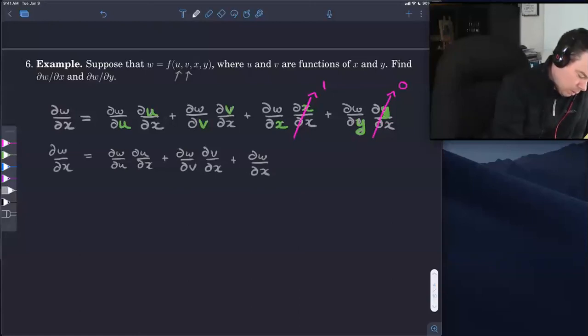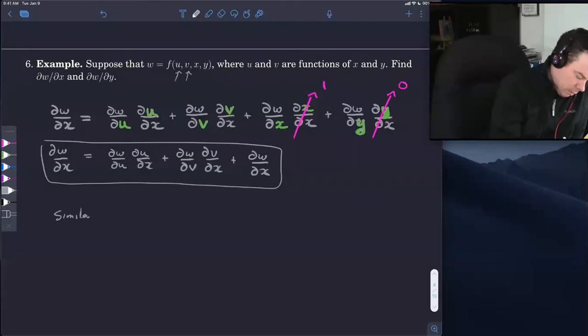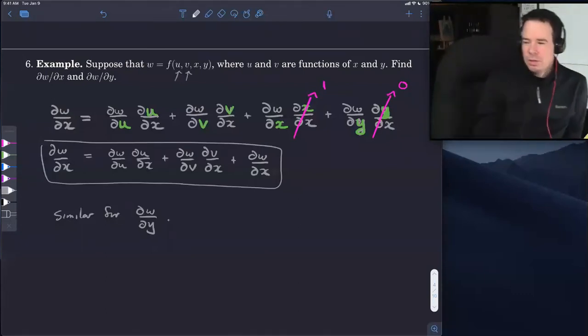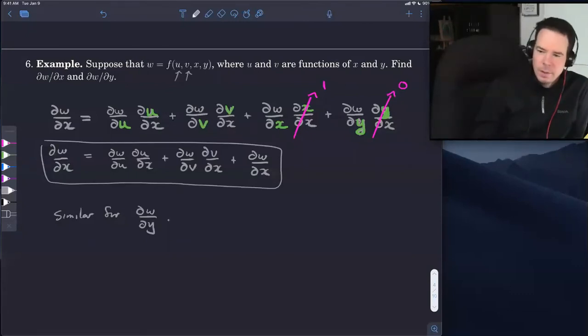And that's what our result ends up being. And I will say similar for dw dy. You just do the same thing. It's just that those last two will sort of change rules. Yep.